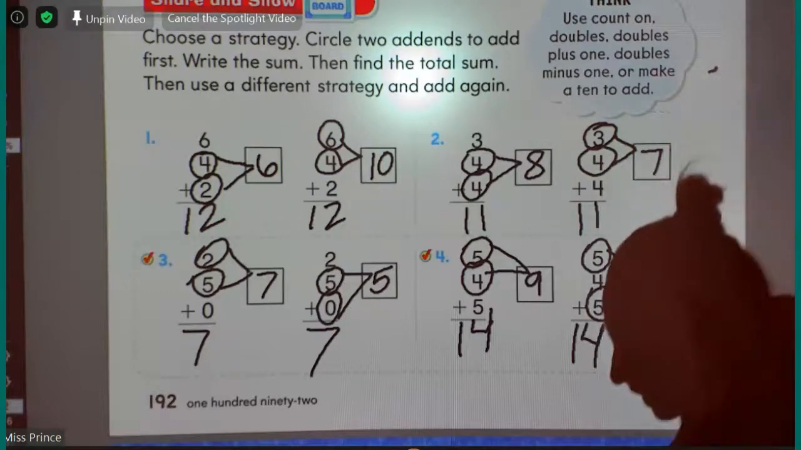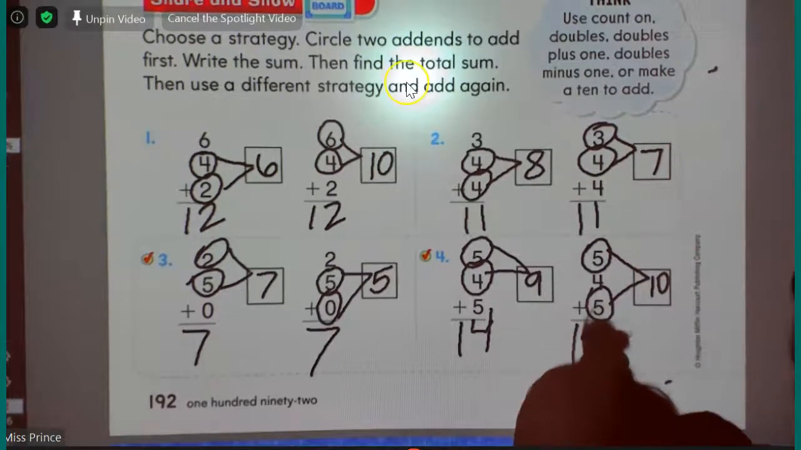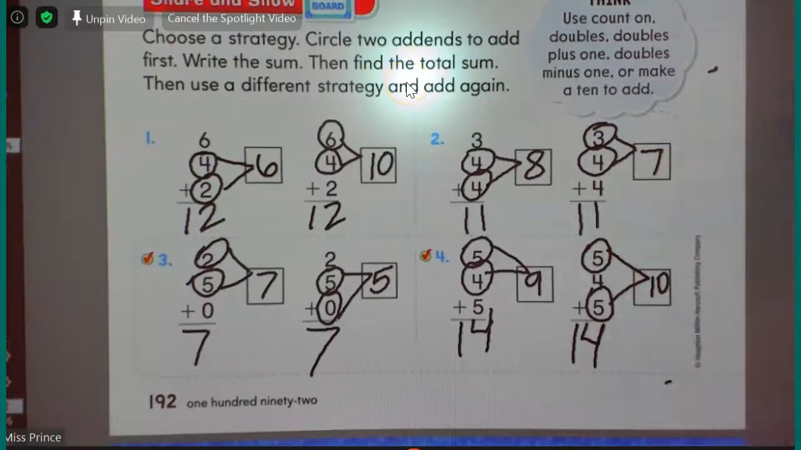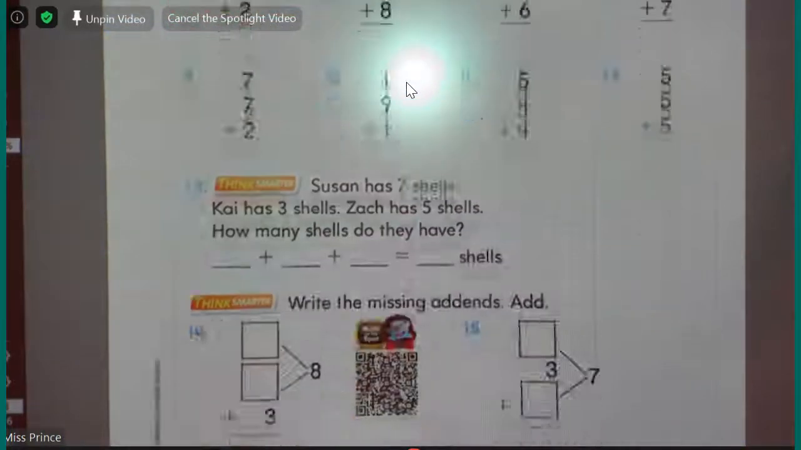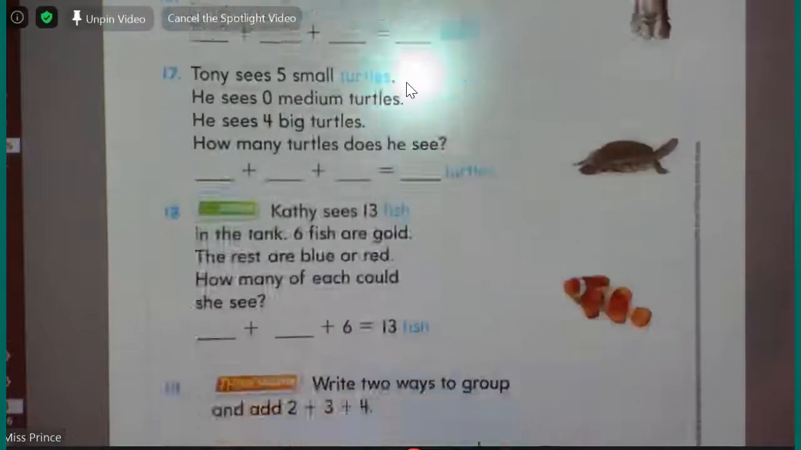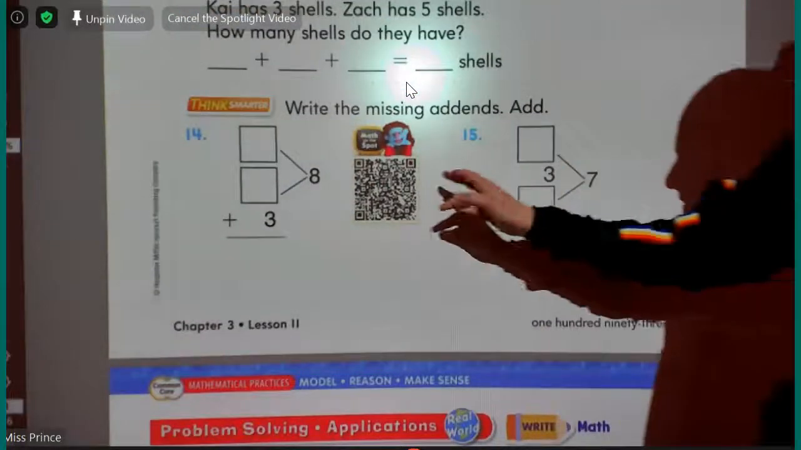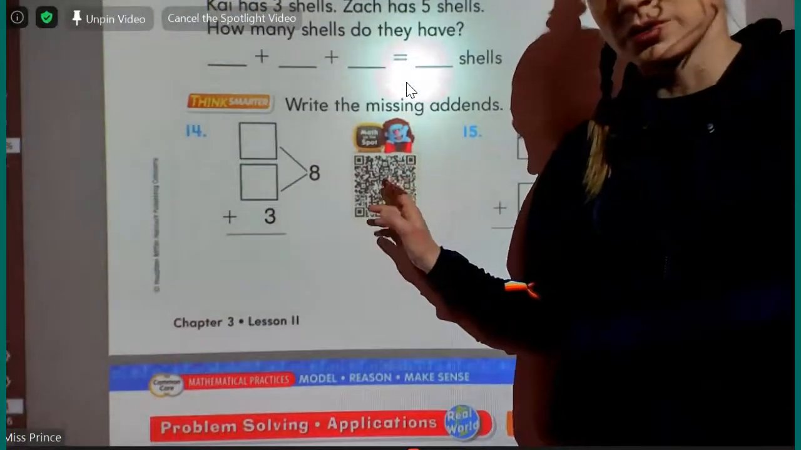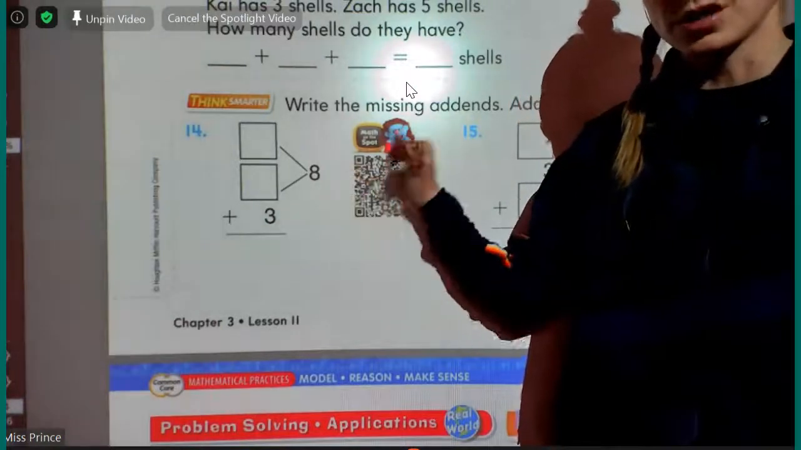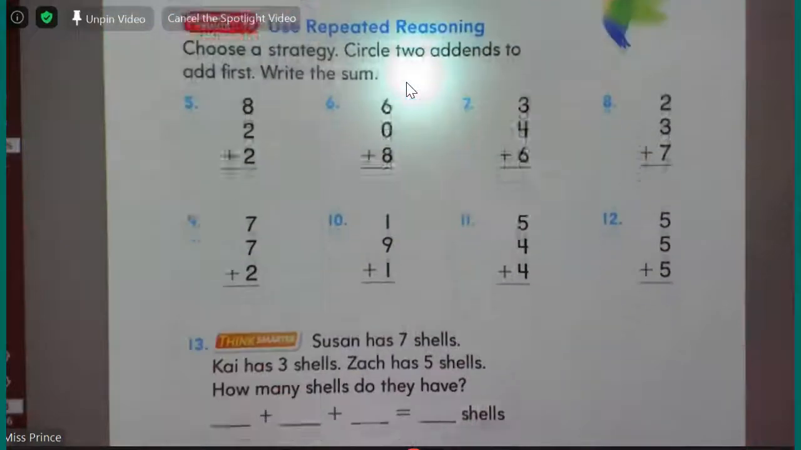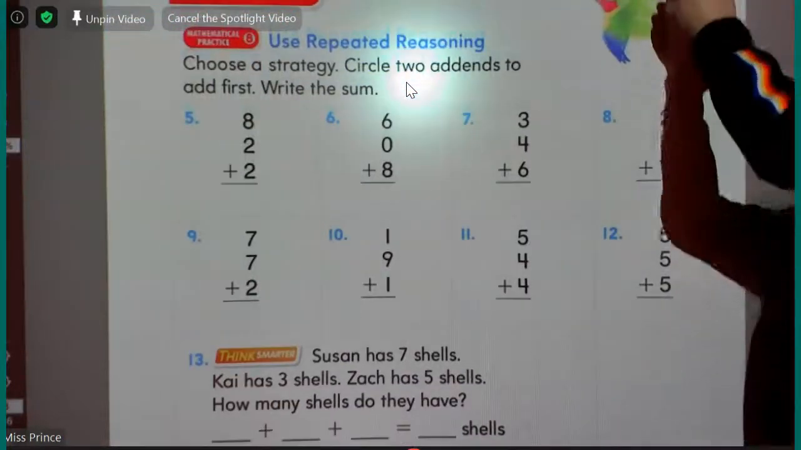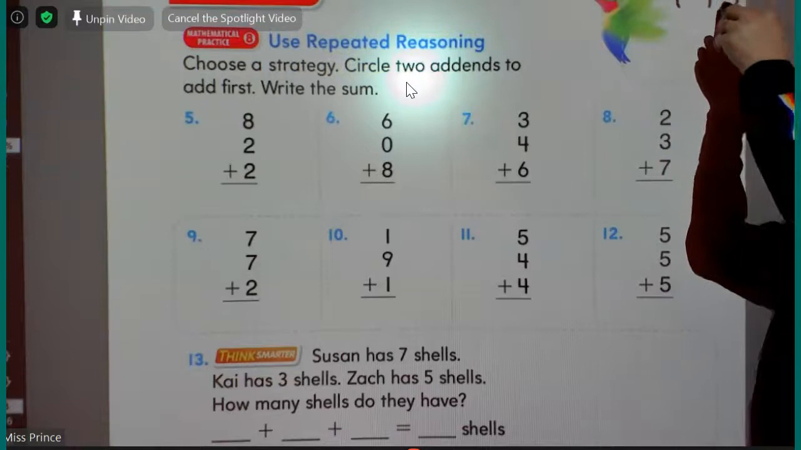Awesome job, Keela. Okay, first grade, we're on to the next page. This is 193. I think, yep, we have two more, but there's a math on the spot. So if we keep working hard and we're doing our job, we will have time to watch this video. So 193 has a hummingbird. Do you see that? 193.